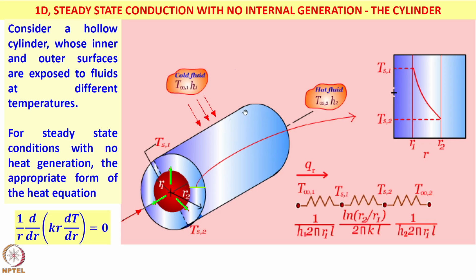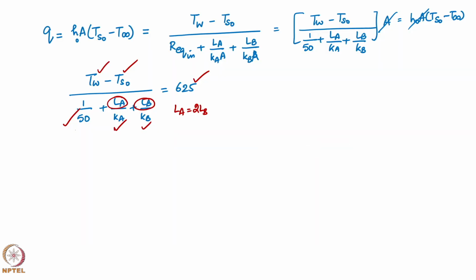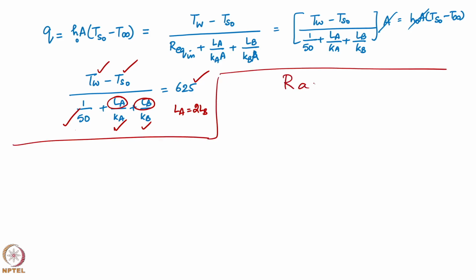Okay. Next, we are going to look at 1D steady state conduction with no internal heat generation in a radial coordinate system. So, what is a radial coordinate system and where is it going to be used? I am just going to come to that. So, radial system, it is a very important geometry. So, radial is basically cylindrical or spherical.